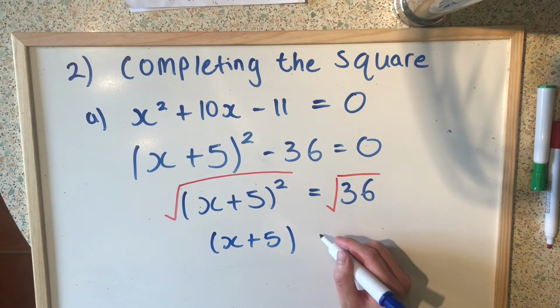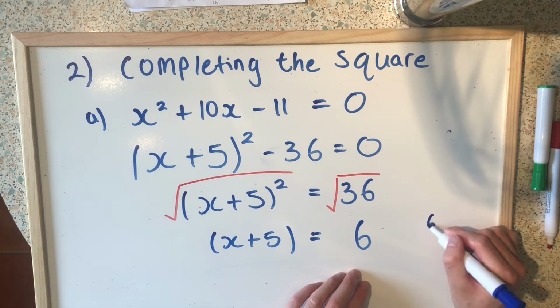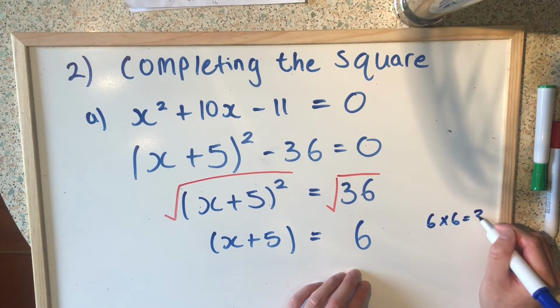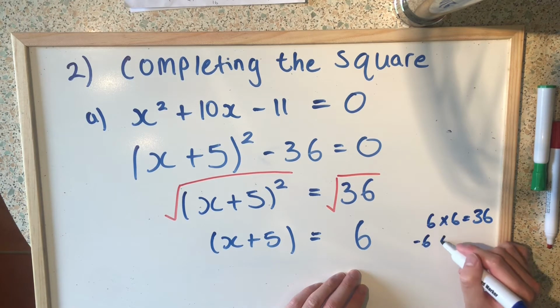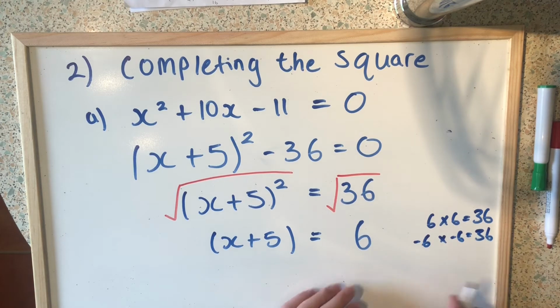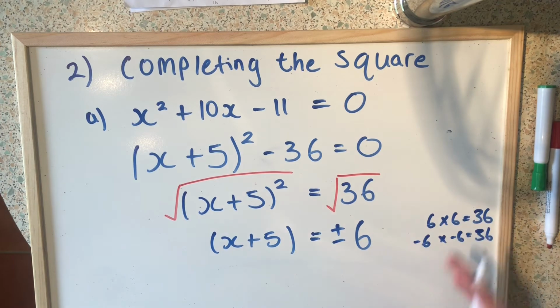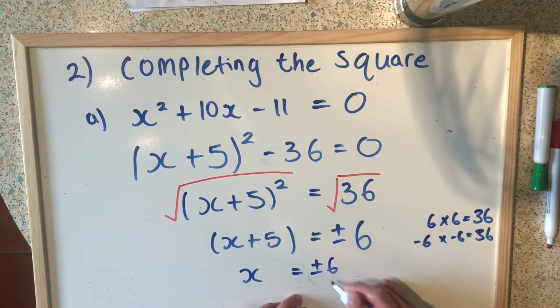And on this side, the square root of 36 is 6. We can have 6 times 6 is 36. But we can also have negative 6 times negative 6 is 36. So we must have a plus or minus sign here, because there are two answers, positive 6 and negative 6. Now we can solve for x. Take away 5 from both sides, we'll be left with x is equal to positive or negative 6 minus 5.